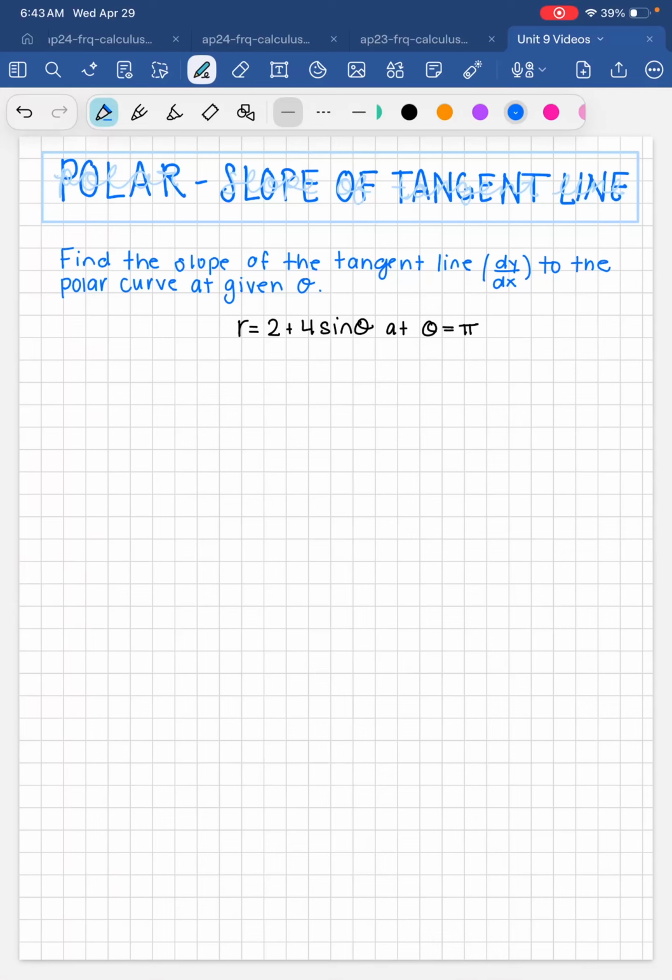So we're going to talk about polar slope of the tangent line, and I have an example here. It says find the slope of the tangent line. So this will always be key all year: slope of the tangent line means the derivative of the polar curve at the given value of theta. And here is my polar curve, and this is where we're going to find the slope.